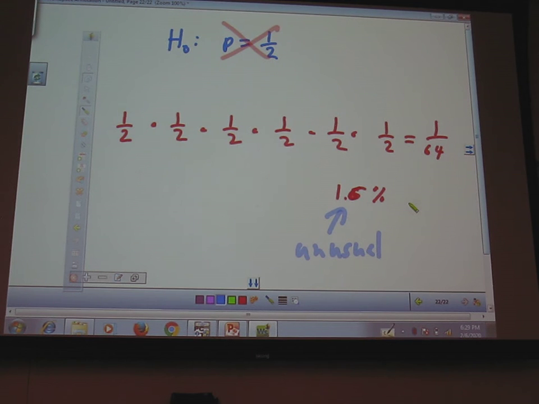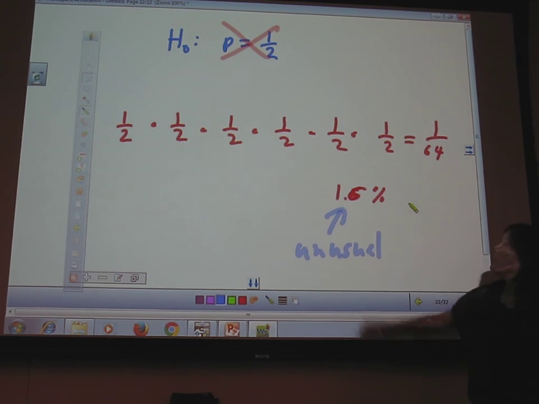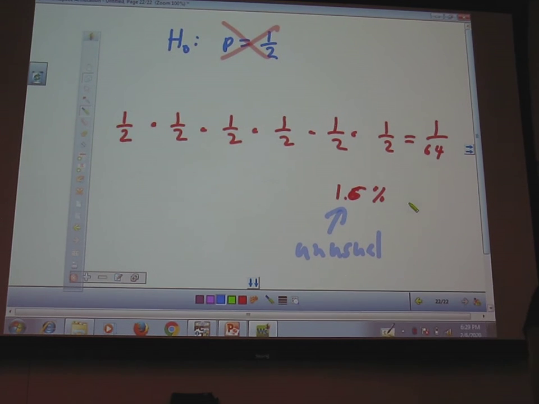So that's the basic concept. Null hypothesis: first you assume that your deck is the same as everybody else's. Take a sample. If your sample is unusual, then you reject the null hypothesis and say that ours is not the same as everybody else's. Ours is different.